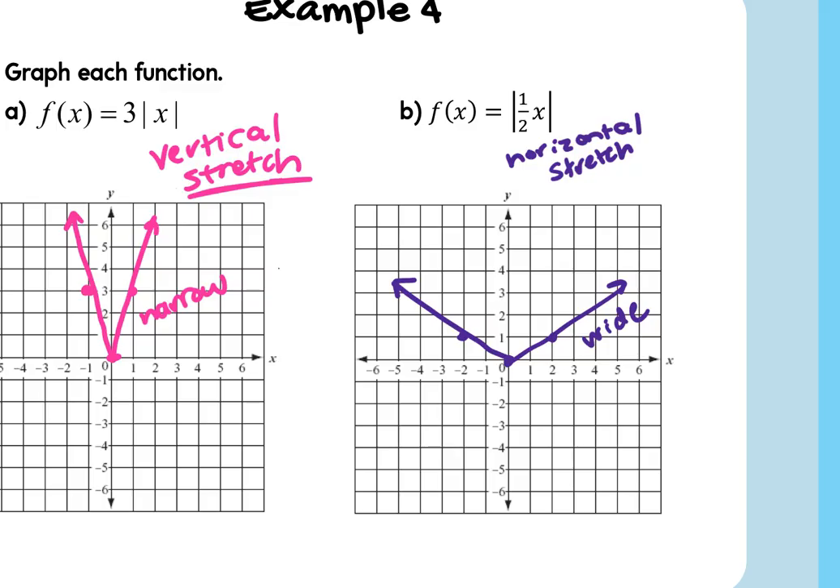So a number bigger than 1, no matter if it's vertical or horizontal, causes it to be narrower. A number in between 0 and 1, no matter if it's vertical or horizontal, causes it to be wider. The only difference is how we describe that with stretch or shrink. It switches.